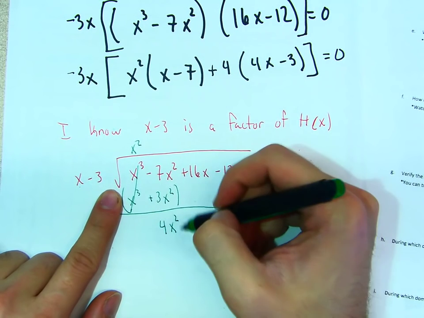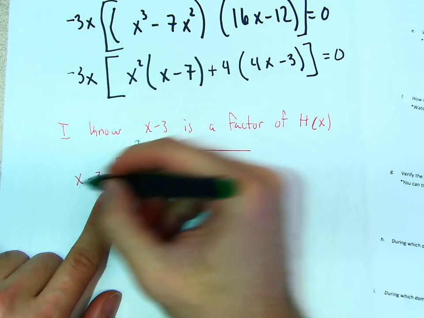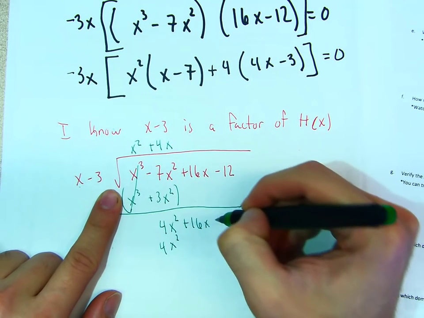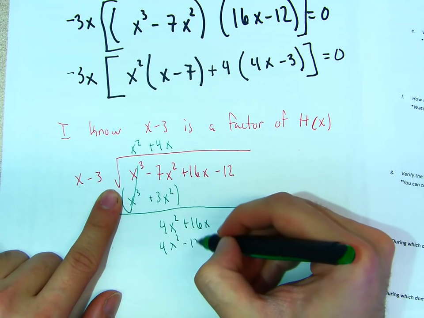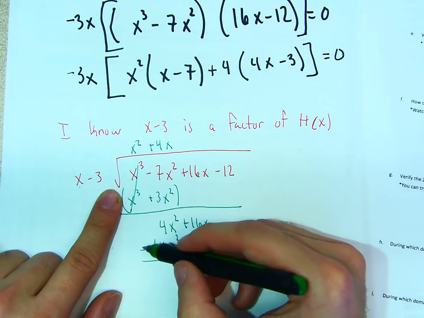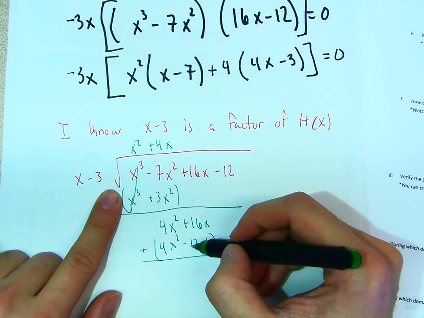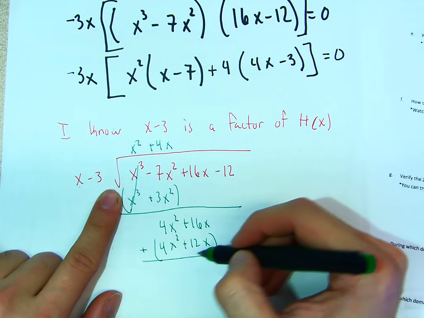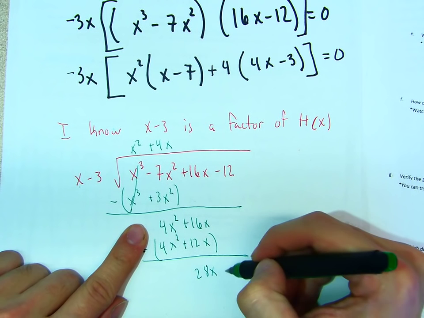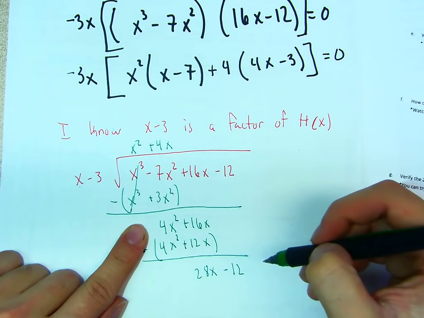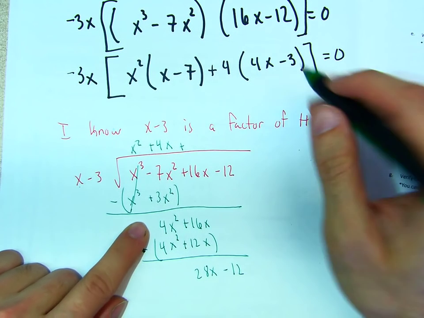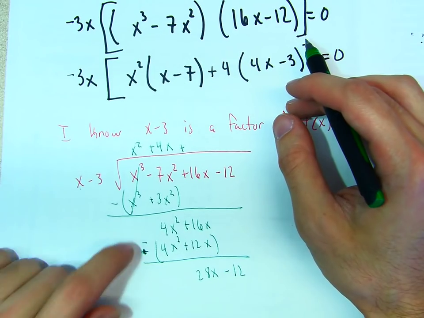How many times does x go into 4x squared? It goes in 4x times. 4x times this is 4x squared. Oh no, sorry, bring down the 16x. 4x times this is minus 12x. Minus parentheses, this cancels. Minus times minus becomes plus. So this is 28x minus 12. And how many times does this go in? 28. Oh, did I make a mistake here? This shouldn't be it. Hold on, let me pause the video real quick.